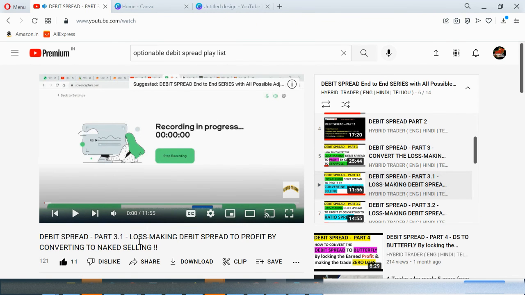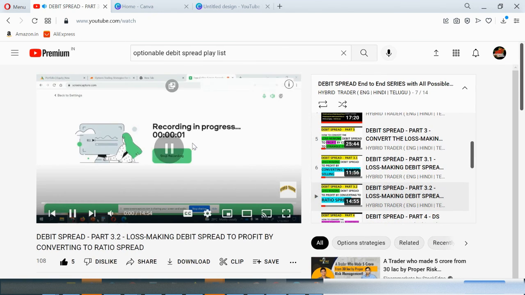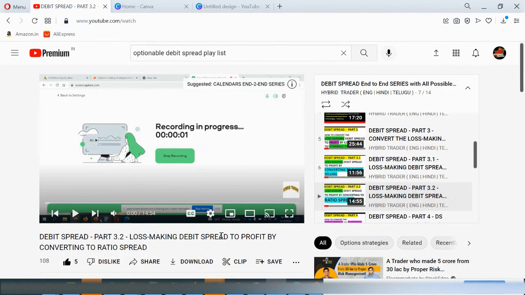Profit by converting it to naked selling, and then 3.2, we have discussed how to convert the loss making trade to profit by deploying a ratio spread. And this one is how to make the loss making debit spread to profit, it all depends on you, or zero loss by converting it to a credit spread.